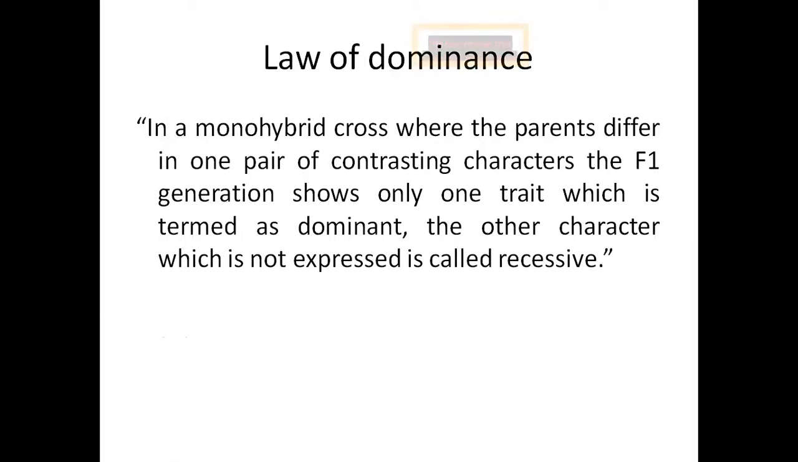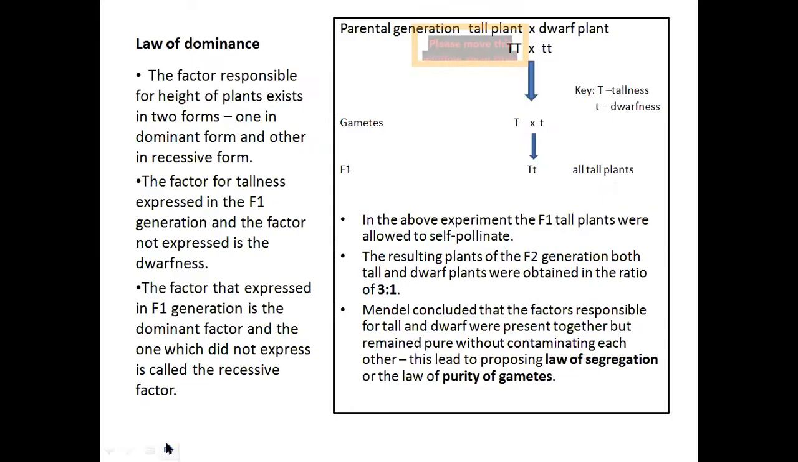The law of dominance states that in a monohybrid cross where parents differ in one pair of contrasting characters, so here Mendel is considering only one pair of contrasting characters for a specific trait, in the F1 generation only one trait appears. The trait that has appeared in the F1 generation is called the dominant trait. The trait that did not appear in the F1 generation is called a recessive trait. So this is what is known as the law of dominance. Now let us take an example for that.